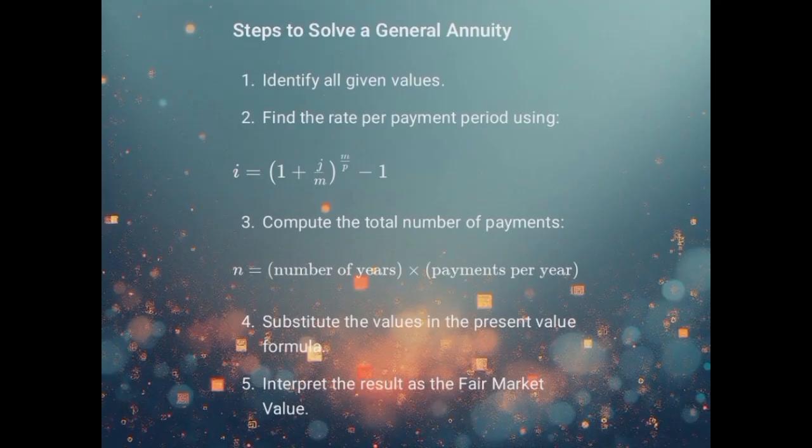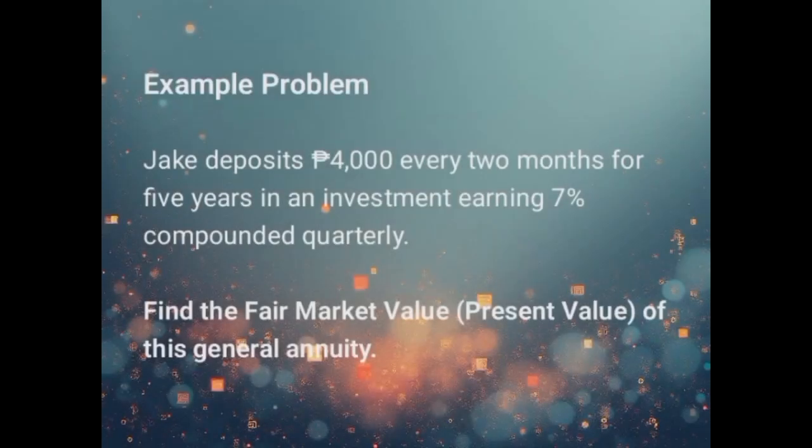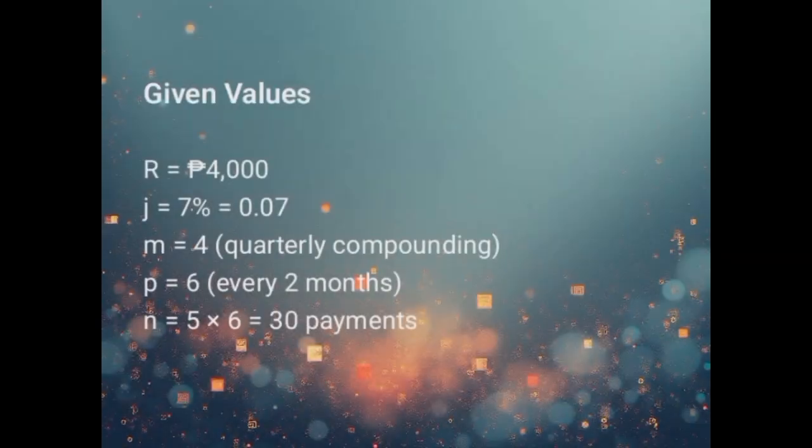5. Interpret the result as a fair market value. Example problem: Jake deposits 4,000 pesos every 2 months for 5 years in an investment earning 7% compounded quarterly. Find the fair market value or present value of this general annuity. Given values: R equals 4,000 pesos, I equals 7%, which is 0.07, M equals 4 for quarterly compounding, P equals 6 every 2 months, N equals 5 times 6 equals 30 payments.